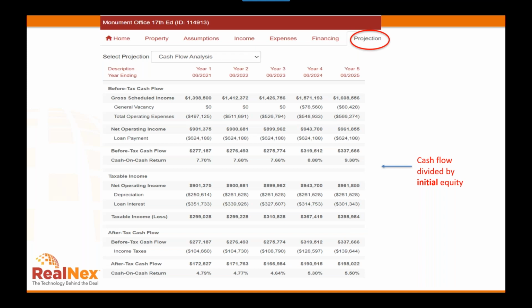Then our tax calculations. You notice we start with net operating income, but we can subtract our depreciation, we can subtract our interest, and that gives us taxable income that we apply our tax rate to get our after-tax cash flow. And we can also look at our cash on cash return on an after-tax basis, a little bit lower, in this case 4.79%.